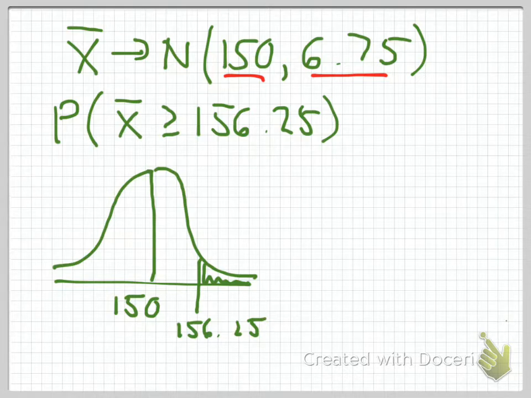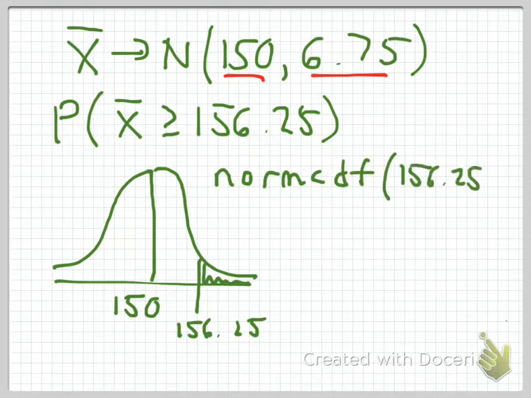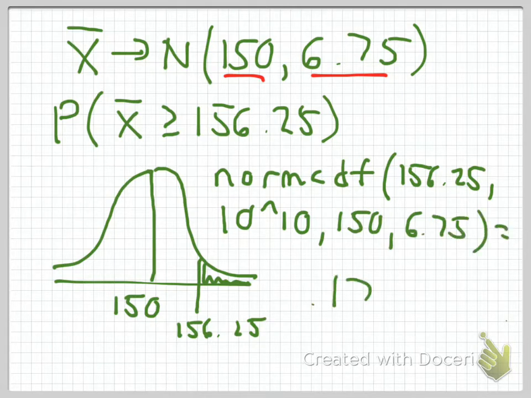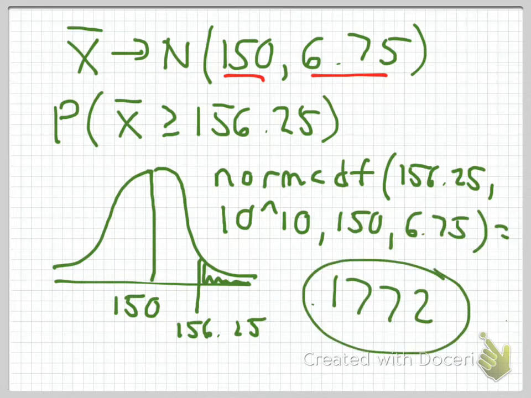But we are going to go to our calculator. We're just going to use norm CDF. In norm CDF, we want to go from 156.25 up to infinity with a mean of 150 and a standard deviation of 6.75, and we find that has a probability of 0.1772. So this problem, honestly, if you can do this problem from beginning to end, I would say you're in good shape for Chapter 8, and it really ties together a lot of different concepts that we've learned so far in the course.